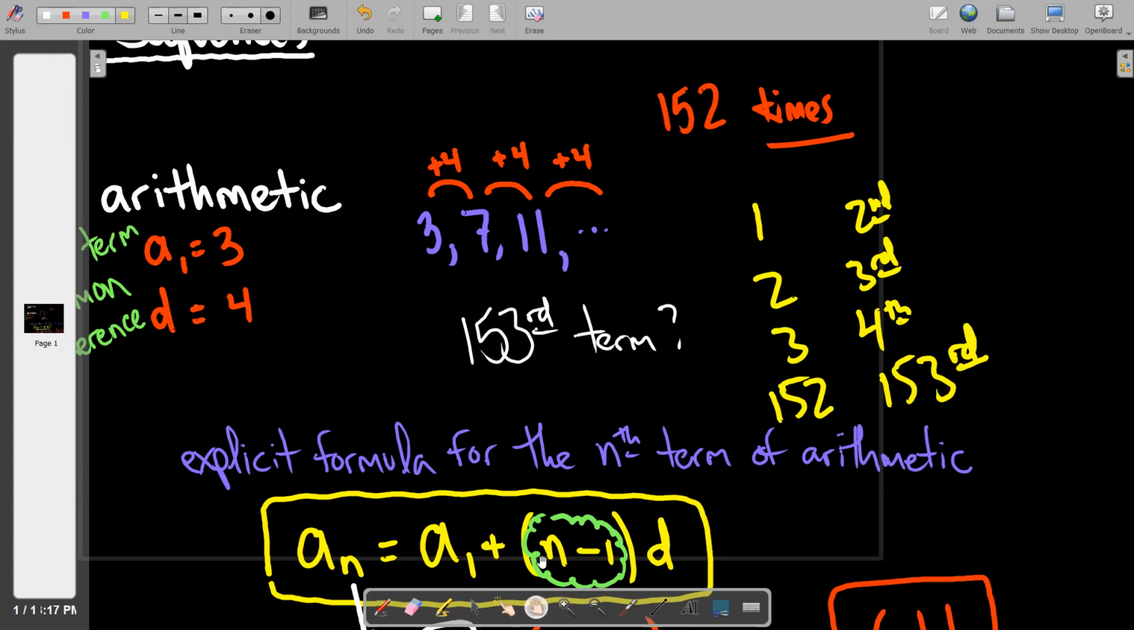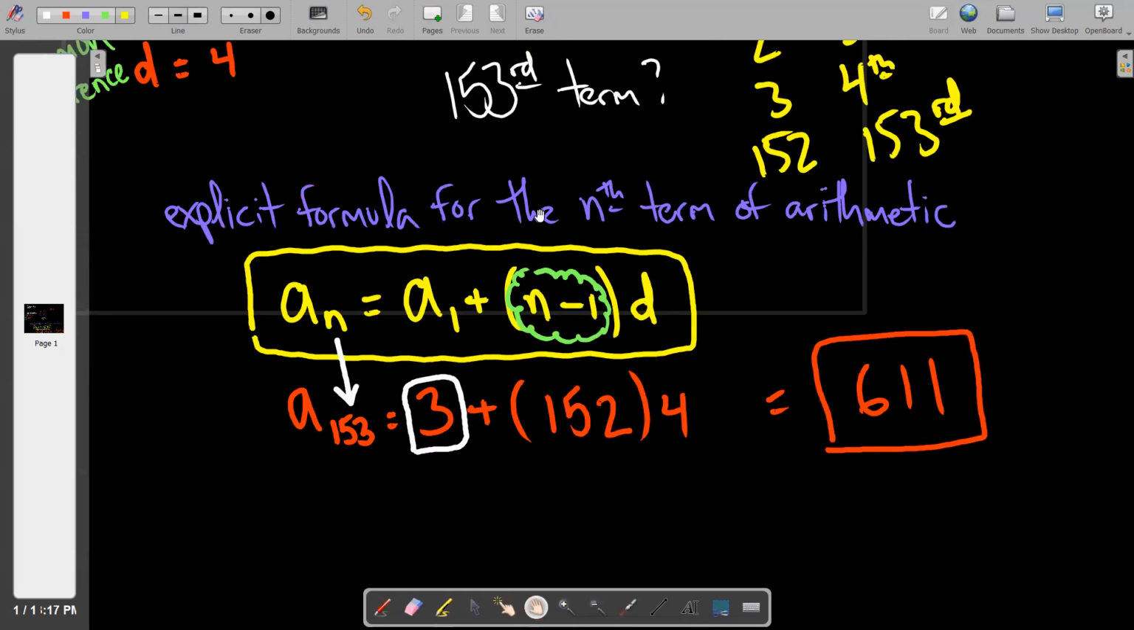If that doesn't make sense, then there's always this explanation, and this one never fails. If you're looking for the 153rd term, just take one away, stick that number right there. Done. Game over. So if I said, hey, Shariah, what's the 54th term? You would just put 53 in place of n minus 1. Got it? Okay.